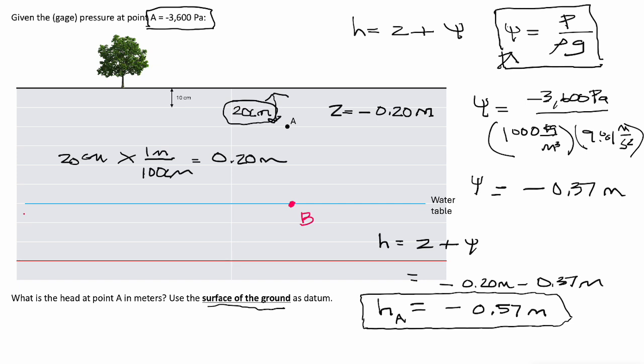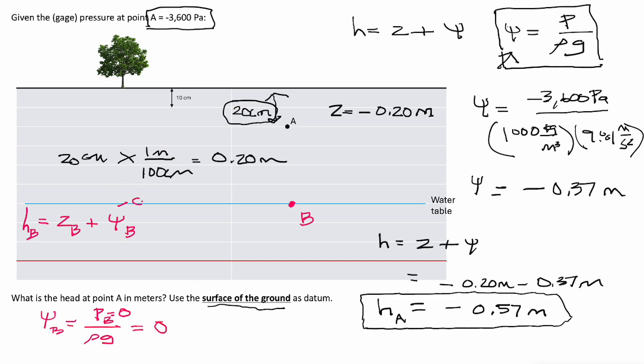We have to figure out the head at point B. Once again, that is going to be the elevation head at point B plus the matric potential at point B. The matric potential is going to be the easy part. This is just equal to the pressure at point B divided by rho G, but we're on the water table where the pressure is defined to be 0. So on the water table, the matric potential is always going to be equal to 0.